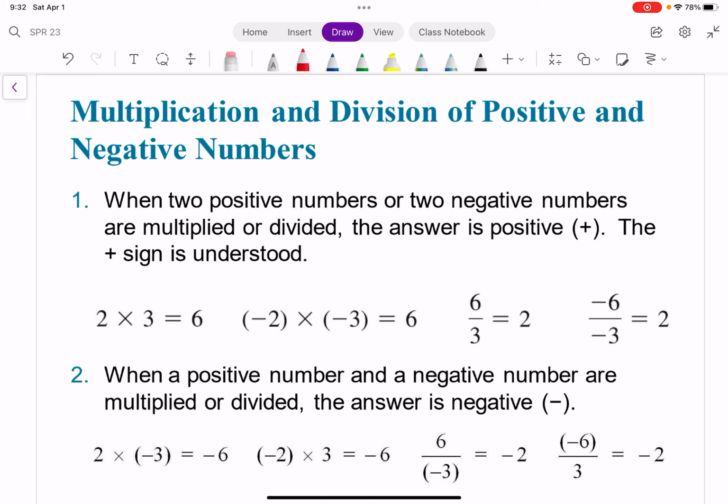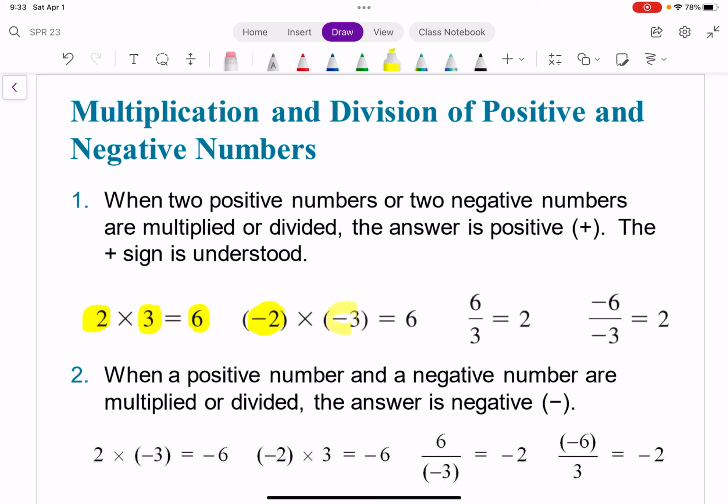Okay, multiplication and division of positive and negative numbers. I always remembered it this way: if you have two positives, that makes a positive, and two negatives makes a positive. But if you have two different signs, a positive and a negative, you get a negative. So same sign, a positive number and a positive, you get a positive.